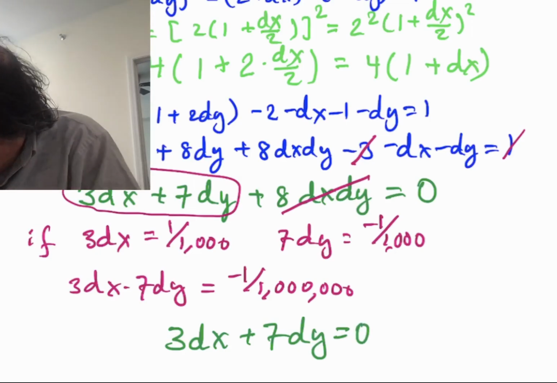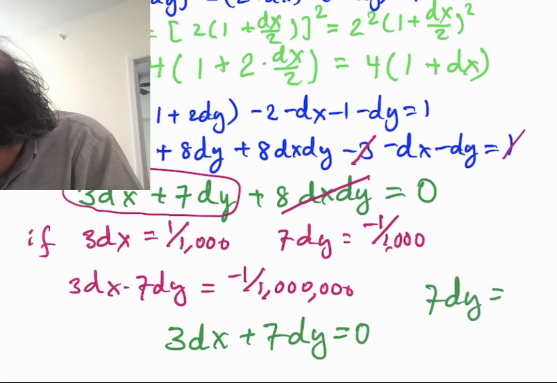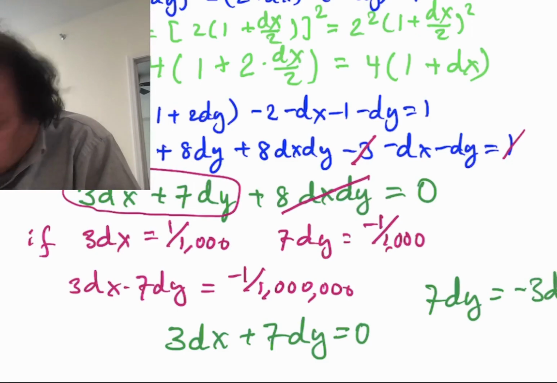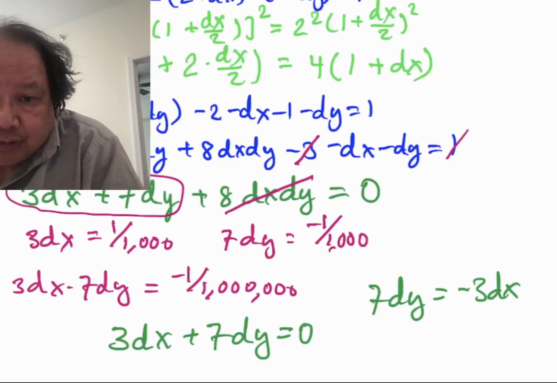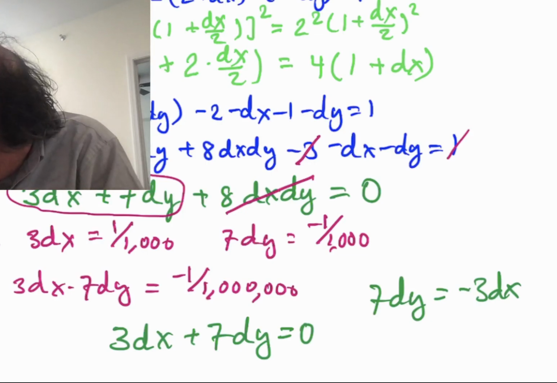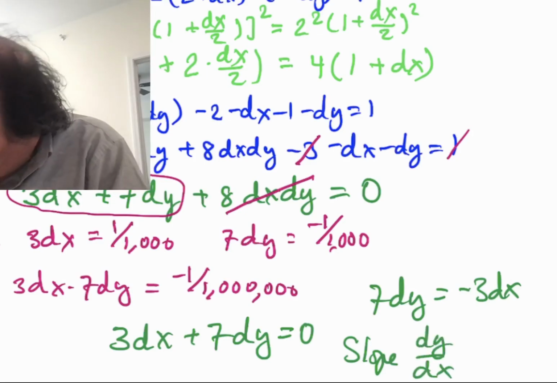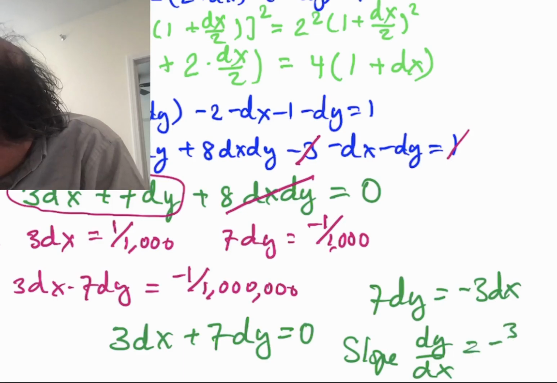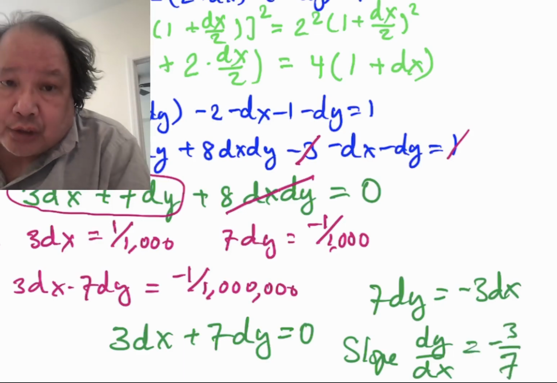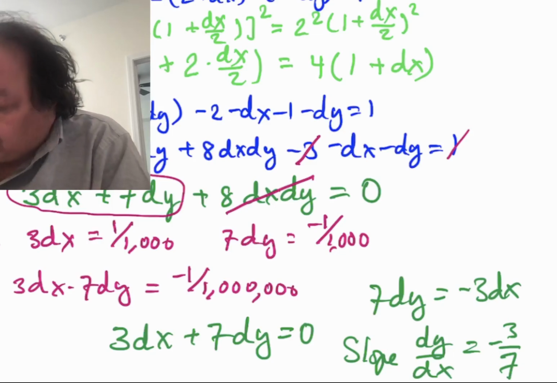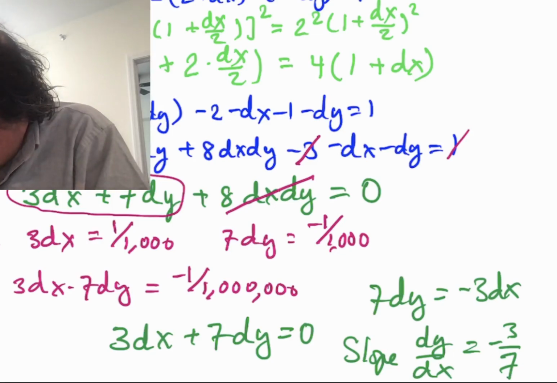So 7 dy equals negative 3 dx, and we want to know the slope. The slope is dy over dx, and that's equal to minus 3/7. So the slope at the point 2, 1, which we've been asked to solve, is minus 3/7.